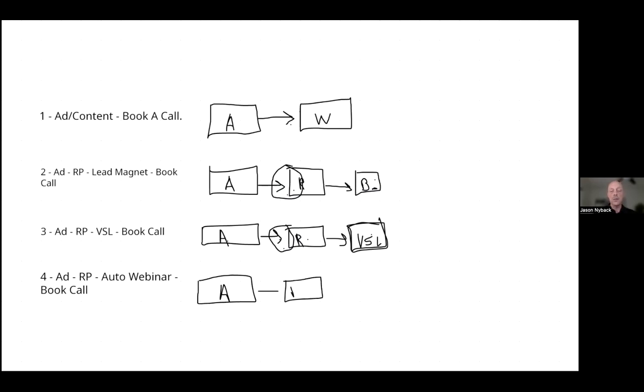Now, this one then redirects them to a webinar that starts usually every 15 minutes, okay? So this one's going to be a webinar, and then they're going to book a call. Now, what is the disadvantage of this? Let's start with the disadvantage. The disadvantage to this model is it's going to be more expensive to get a webinar registration. Why is it going to be more expensive to get a webinar registration?